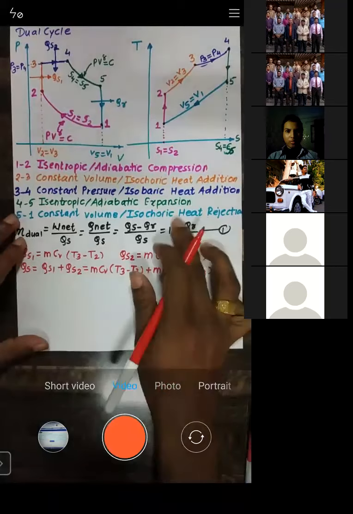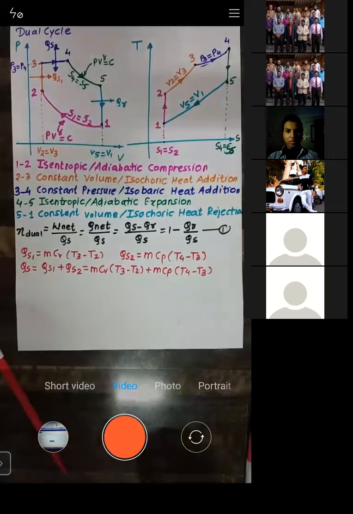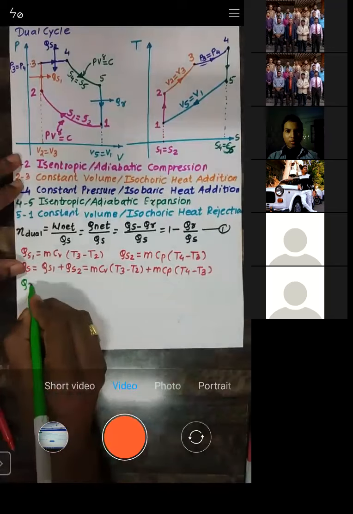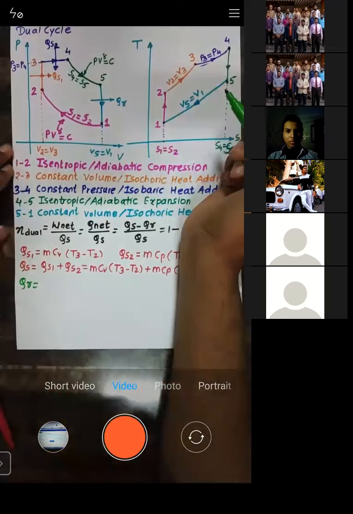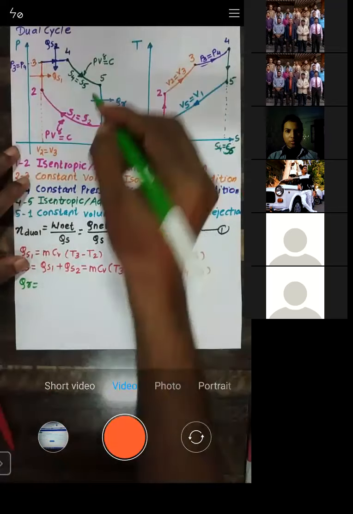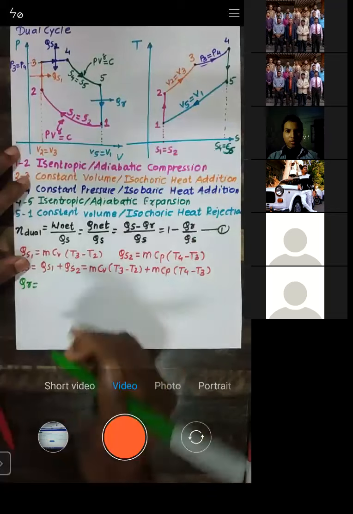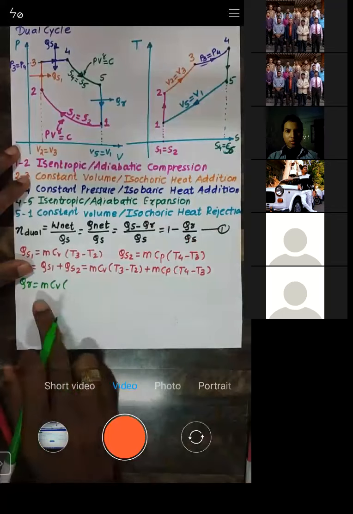Now let us calculate the amount of heat rejected, QR. Heat is rejected during which process? During 5 to 1. And you know that heat is rejected at a constant volume. So the formula is M CV into, whenever it's a constant volume, it's M CV.